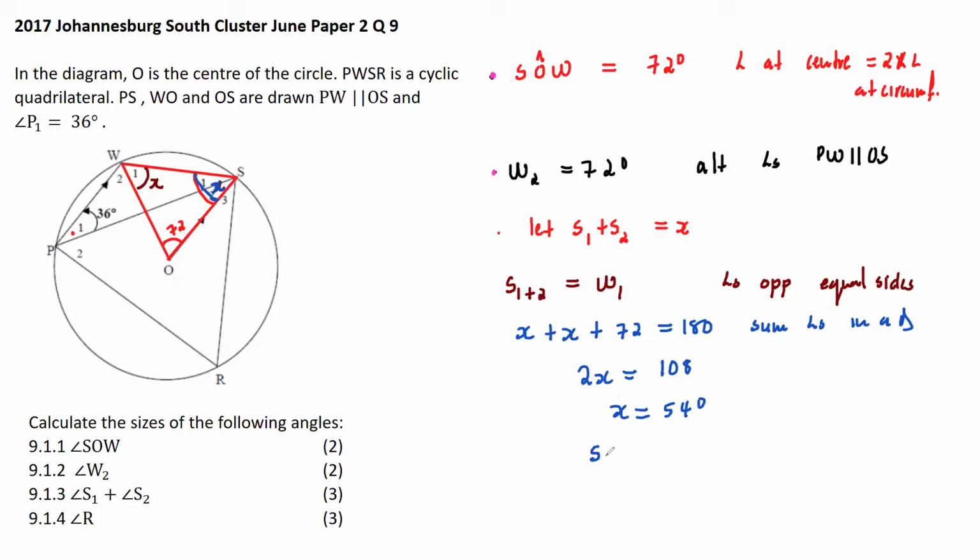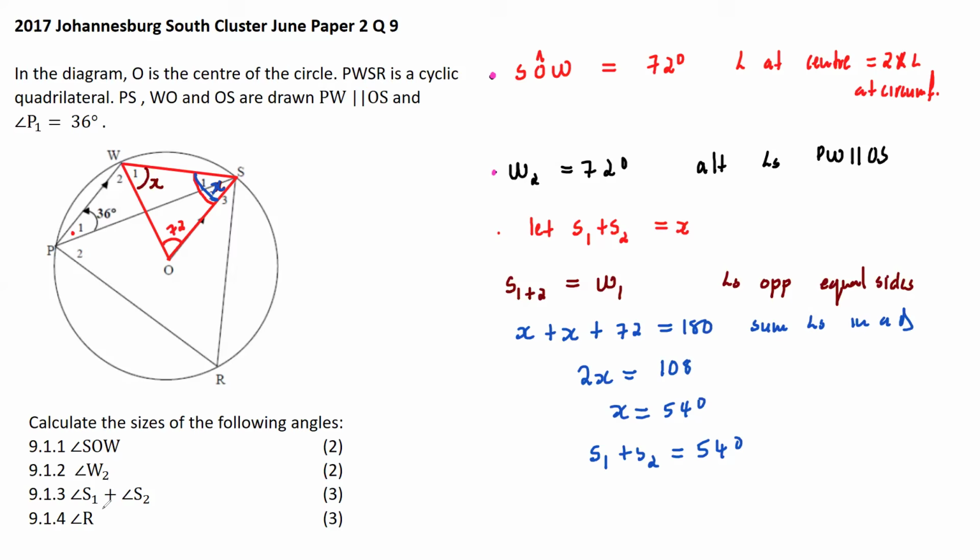S1, S2 is 54. So nothing too hectic. I just put the x part just to make your life a bit easier, but otherwise it's pretty much the same thing. So it's not too difficult when you think about it. It's always a matter of noticing your situation.